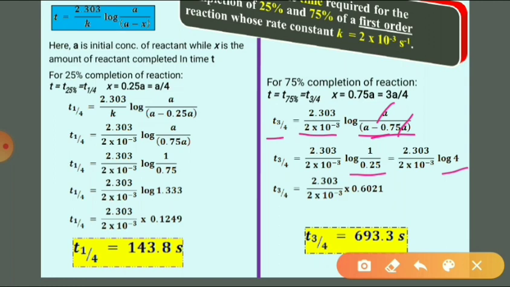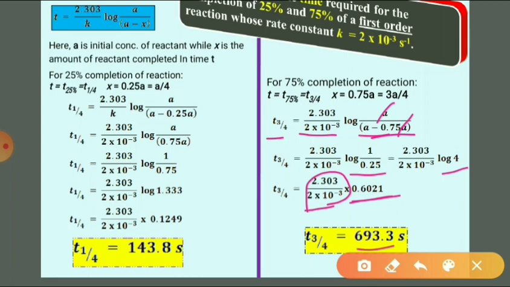So we get the log of 4. The log of 4 value is 0.6021. If you multiply this factor with this ratio, you will get 693.3 seconds. So this is the time required. 693.3 seconds is the time required for the completion of the 75% of the reaction.